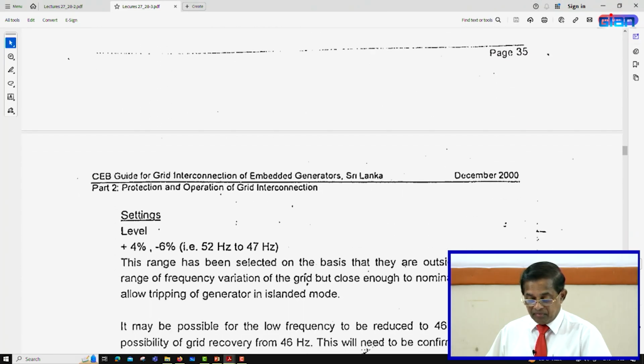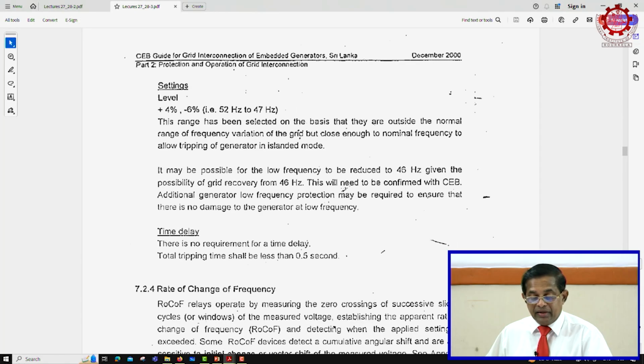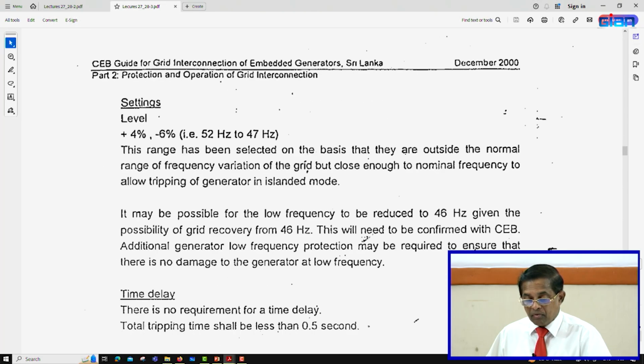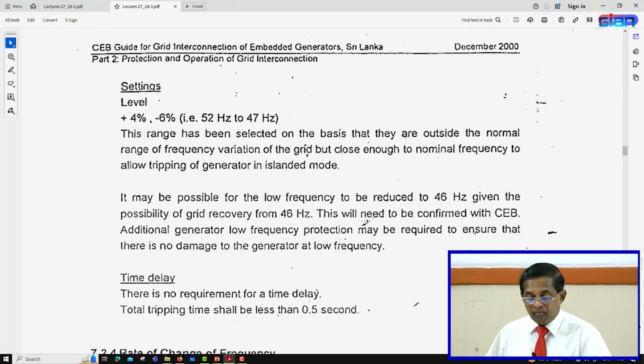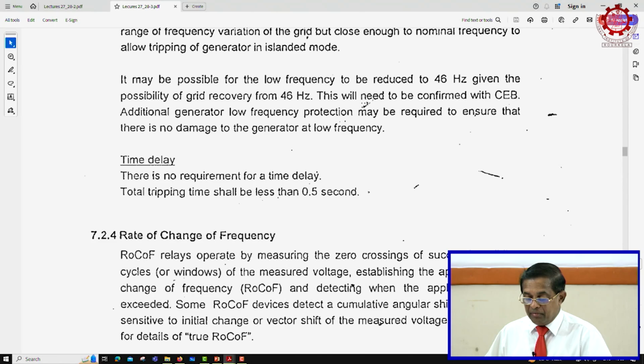Over and under frequency. Here you can see the setting levels plus 4%, minus 6%, that is 52 hertz on the upper side and 47 hertz on the lower side. So, you must set the frequency relays to trip at these levels, under frequency and over frequency trippings. So, you can't set it to something else, because then there will be nuisance trippings. There is no requirement for a time delay. The tripping time shall be less than 0.5 second. All of this is specified.